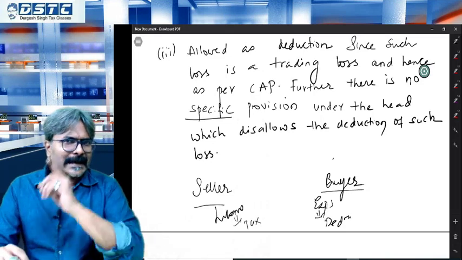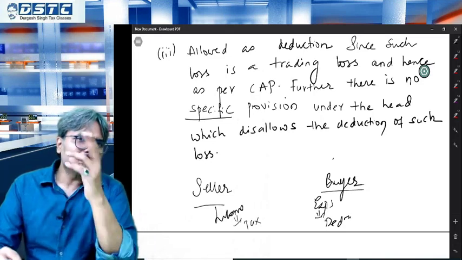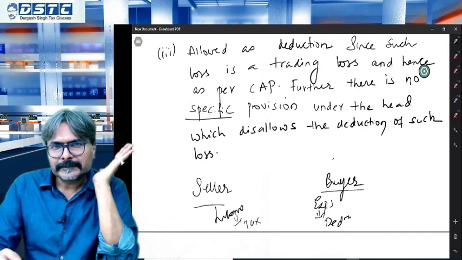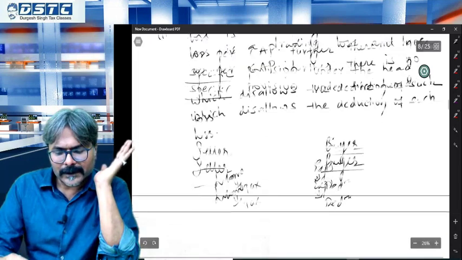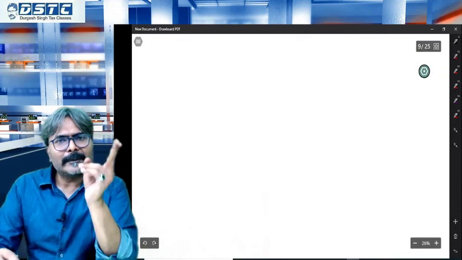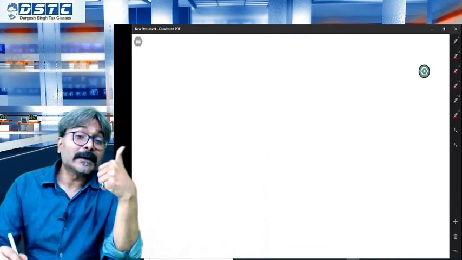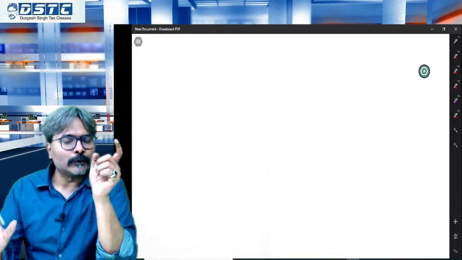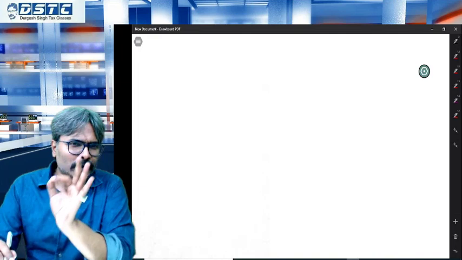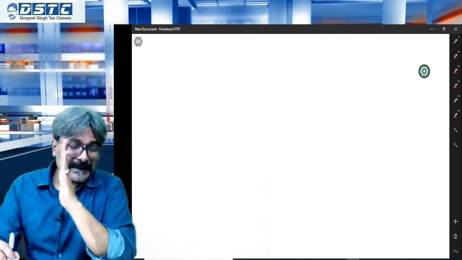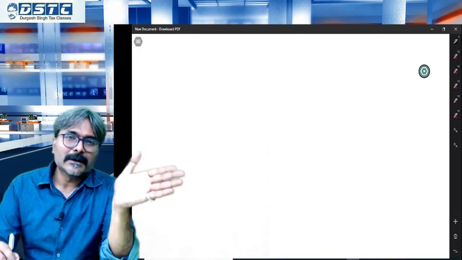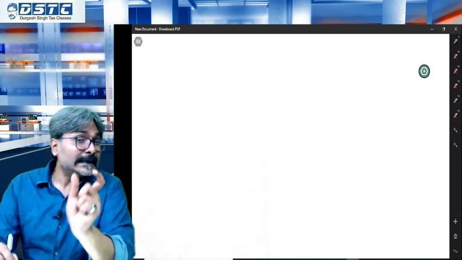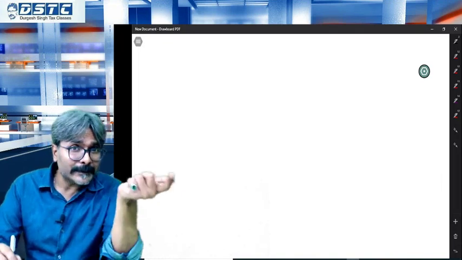Now just imagine in that example, I as a buyer went to L&T. When I am going to L&T to buy the plant and machinery for which I have given the advance money, that advance money was subsequently forfeited by L&T. Sorry, not forfeited, L&T gave me the liquidated damages on account of cancellation of the contract. Now, for me, it is a capital receipt, isn't it?